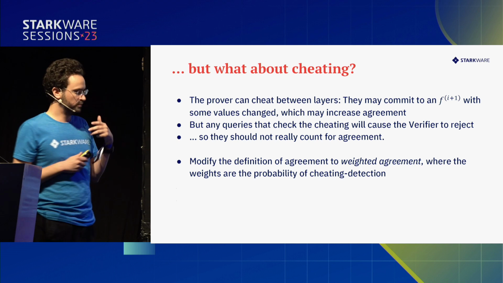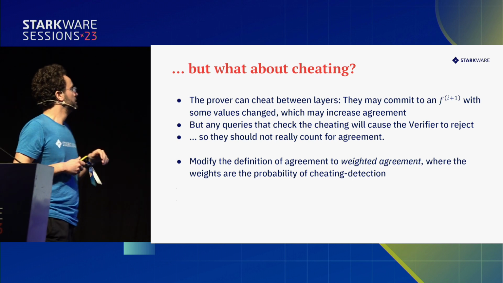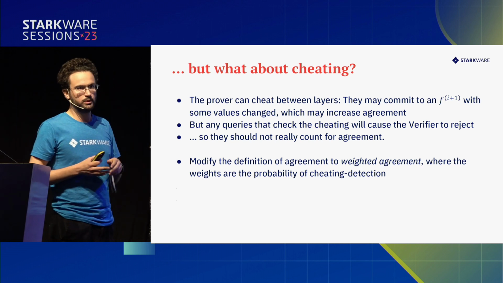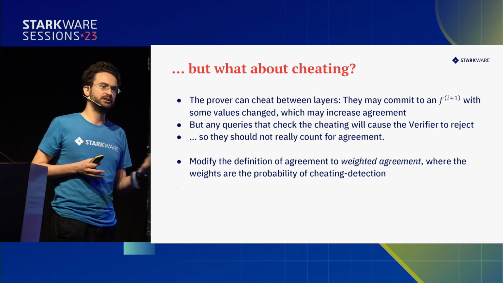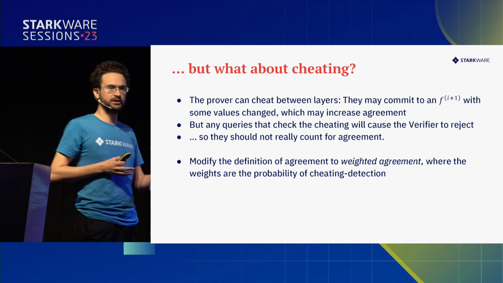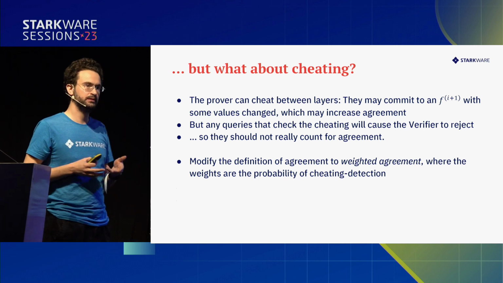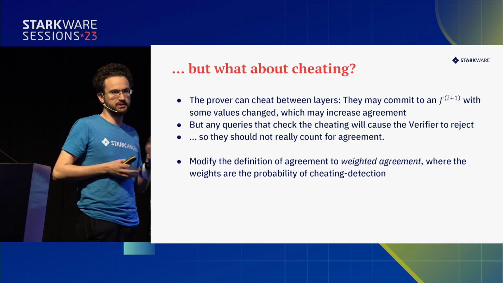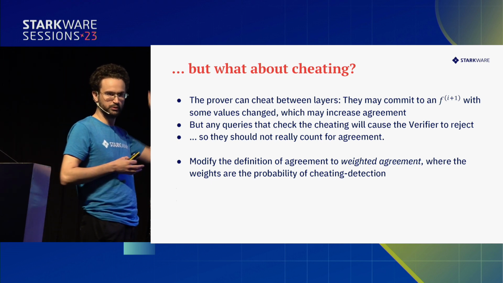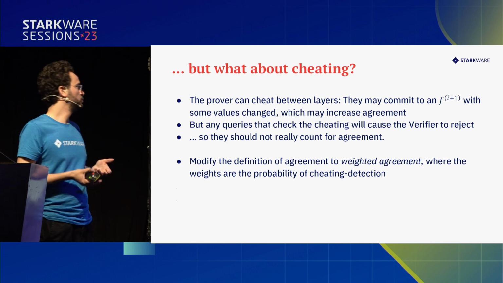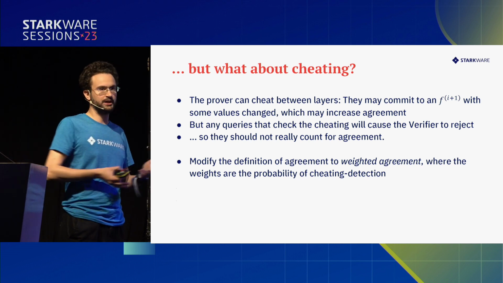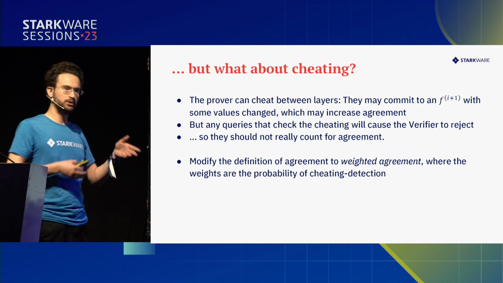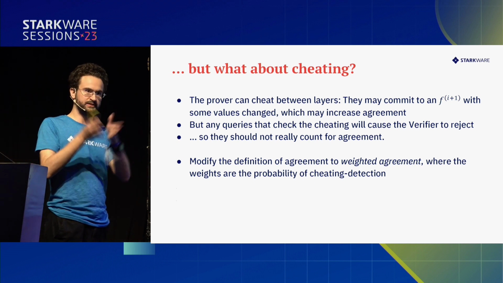So the way that we can take this into account is, instead of considering agreement, we consider a weighted agreement, where the weight that each point gets for contributing to the agreement is proportional to the probability that there is no cheating there. That when we check it, we won't reject anyway because the prover cheated along the way. So these weights get modified along the way whenever the prover cheats. The weight becomes 0, and when we do a FRI step, the weights average out.